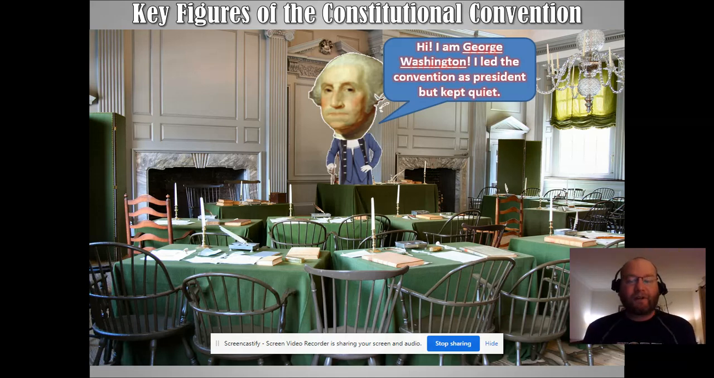So there's some key figures, and maybe you'll recognize a lot of these people's names. I hope you do. There's George Washington, as you can see on your notes sheet there. You'll have to fill in the blank with each of these guys' faces.